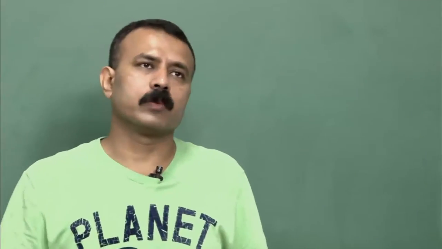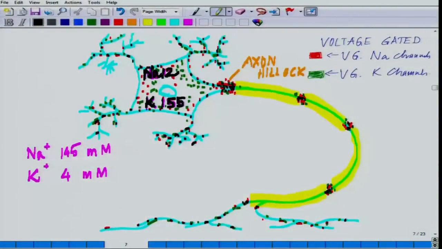Whereas, if you look at potassium, which is around 144 or 155 inside and 4 outside, in all likelihood potassium will try to move from inside to outside.